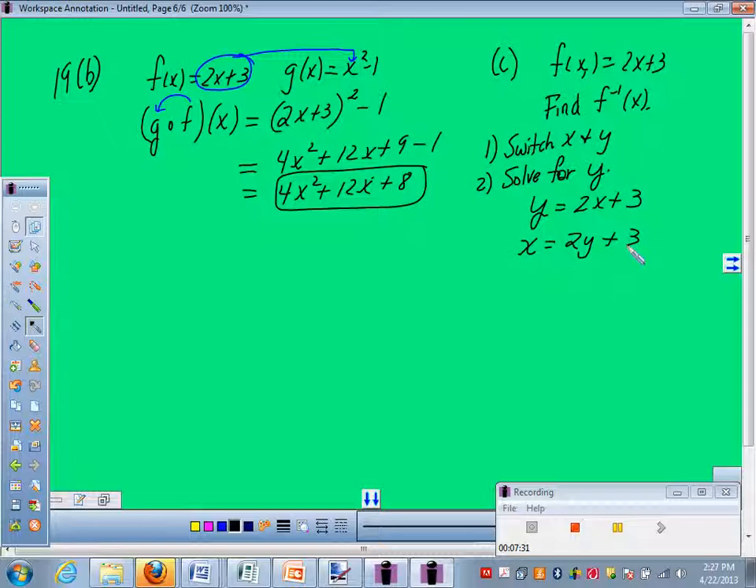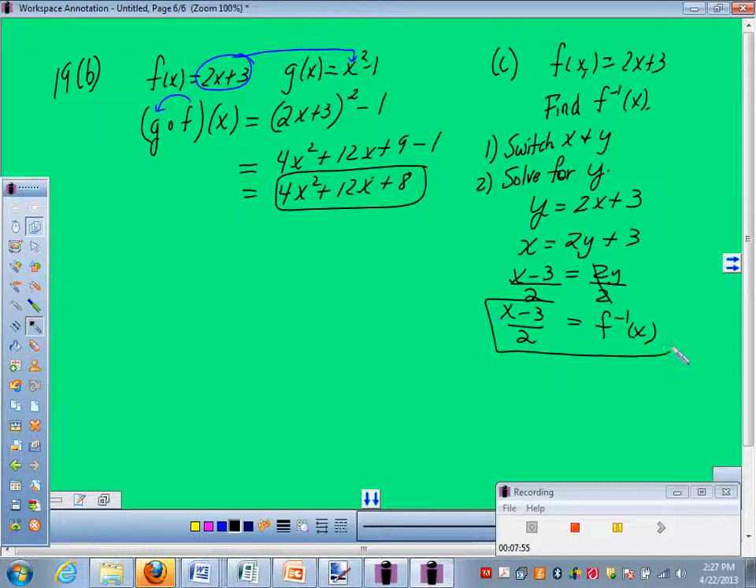What's the second step? Solve for y. So how do I get y by itself? Subtract 3 and divide by 2. And then technically they'll put the inverse symbol back on it to say, hey, this is the inverse. It's multiple choice.